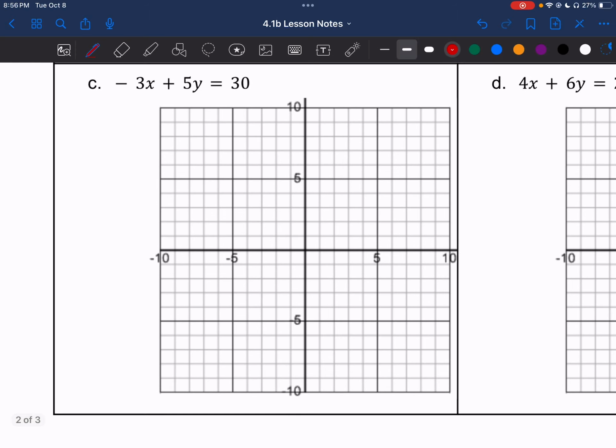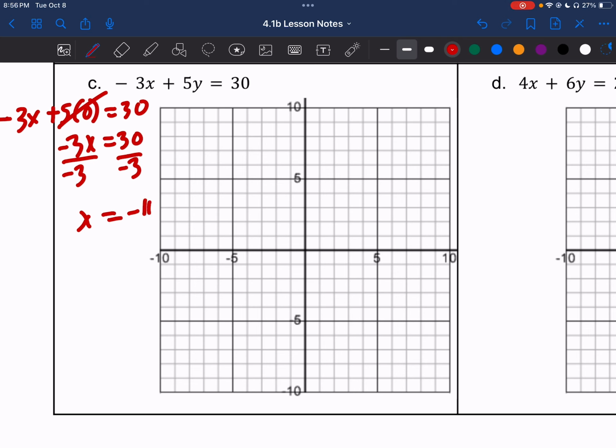All right, letter C. We have negative 3x plus 5 times 0 is equal to 30. 5 times 0 cancels out, so we have negative 3x equals 30. Divide both sides by negative 3, x is equal to negative 10. Okay, and I can put that point right away at negative 10 for x.